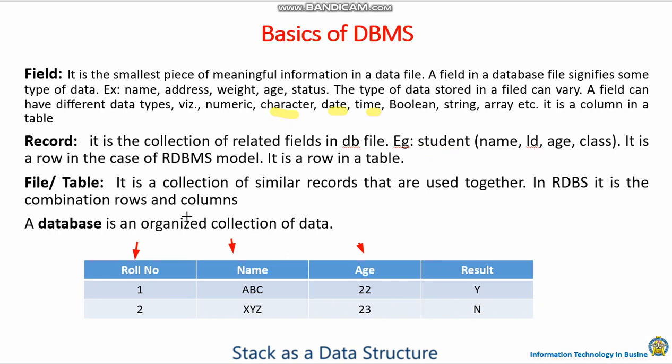Coming to a file, it is nothing but a collection of similar records. So for example, this is a file, a database file of records consisting of fields. And a database is a collection of such records, such files, and a group of files. So fields make up a record, records make up a file, and many files together often make up what is called a database. So I think that is clear.